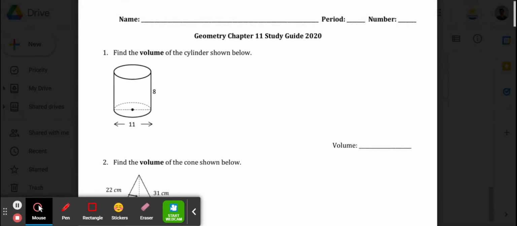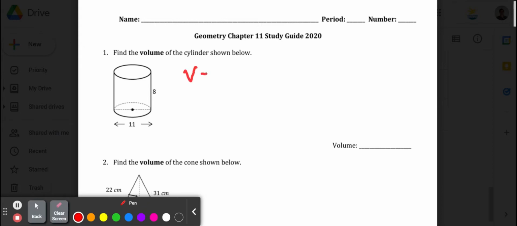So here we go. Volume of a cylinder. So first thing we want to know is cylinder is volume equals pi r squared times height. Now 11 is the diameter, so we're going to take half of that, which is going to be 5.5 squared. And then the height is 8, and then times by pi.